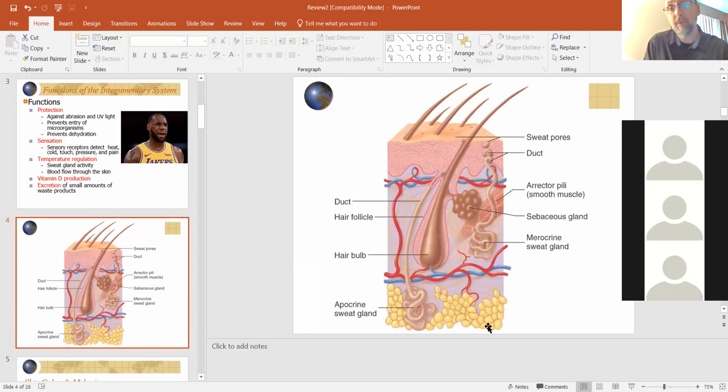You won't have labeling. I shouldn't say that. There may be a small amount of labeling assigned questions, but it's likely that there might be questions that would ask you about the function of this gland or that gland, or the arrangement of cells in a hair follicle. Those types of things might be there.